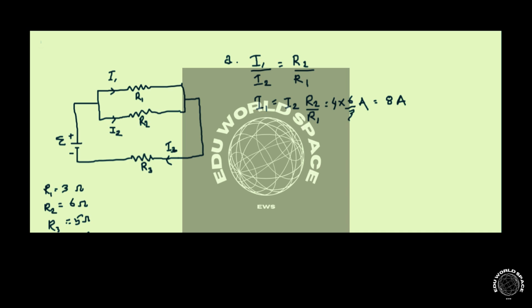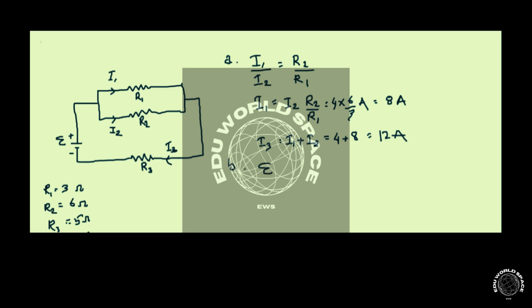Now to calculate I3, I3 is the sum of the currents I1 and I2. So I1 plus I2 gives me 4 plus 8, which is equal to 12 amperes, right? Okay, let's move on to part B. What is the EMF of the battery?